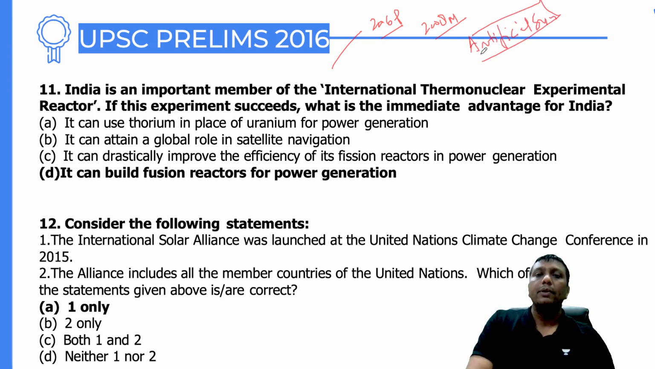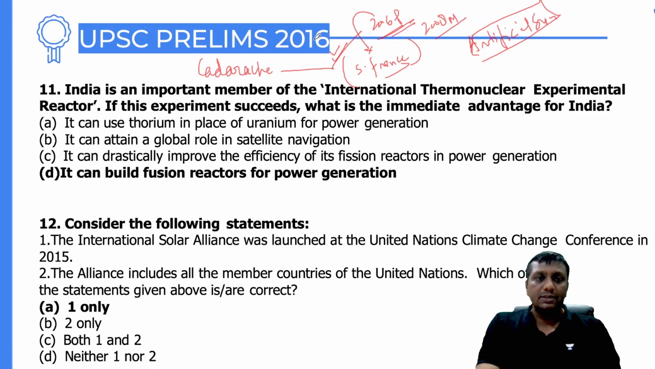Okay, in the mains paper in 2006, UPSC asked where we are going to set up the ITER reactor. The answer was South France. A location in South France called Cadarache, C-A-D-A-R-A-C-H-E, was the location. UPSC had South France as an option in 2006.